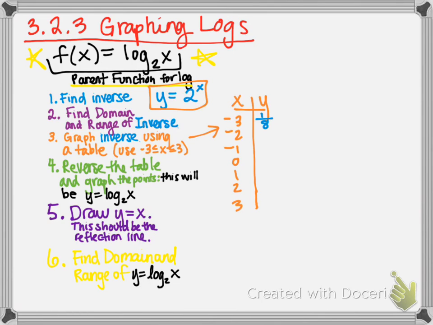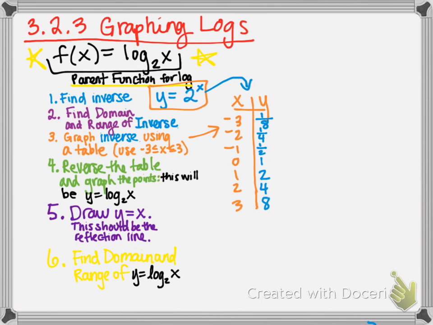And then 2 to the -2nd would be 1/4. 2 to the -1st would be 1/2. 2 to the 0 is 1. 2 to the 1 is 2. 2 to the 2nd is 4. And 2 to the 3rd is 8. So that is the points for your exponential equation, right? So this is for y equals 2 to the x. All right. And then let's graph it and look at what it looks like.